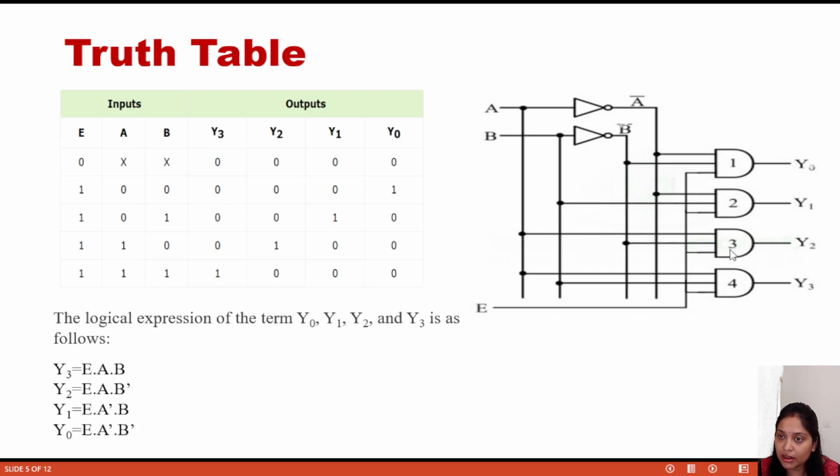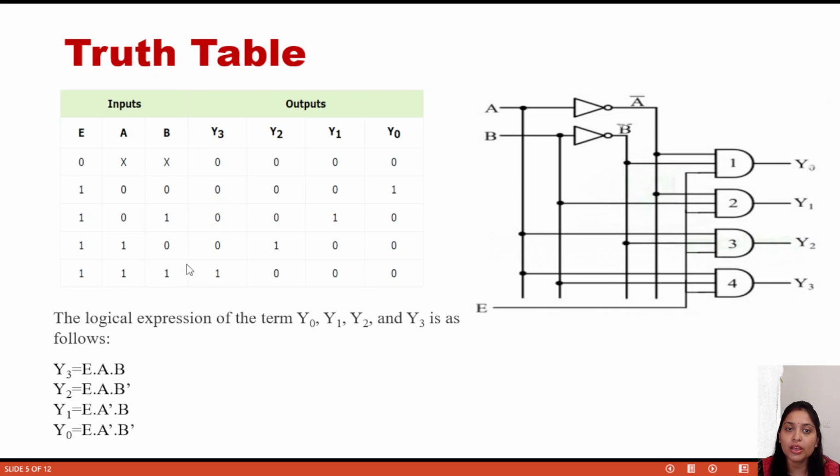In the third AND gate, it is connected to A, so it is 1, but this line is connected to B bar. As B is 1, B bar will be 0, so this will also not work. Then coming to the second AND gate, it is connected to A bar. A is actually 1, so A bar is 0, so the output will be 0. Then for y0, we consider AND gate 1. Here both inputs are connected to A bar and B bar. Since A and B are 1, A bar and B bar are 0, so it will also be 0. Hope all of you understand.